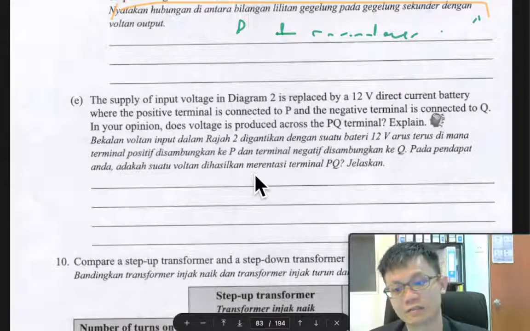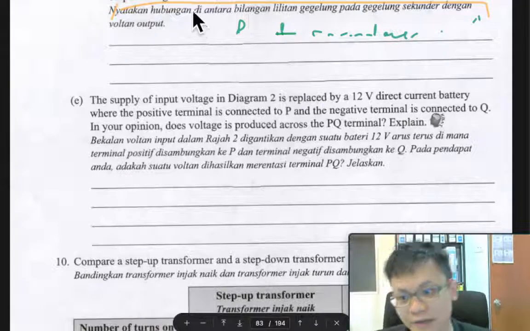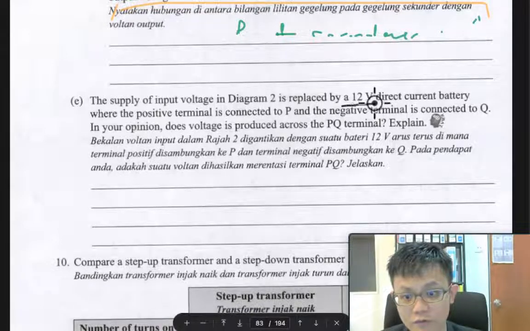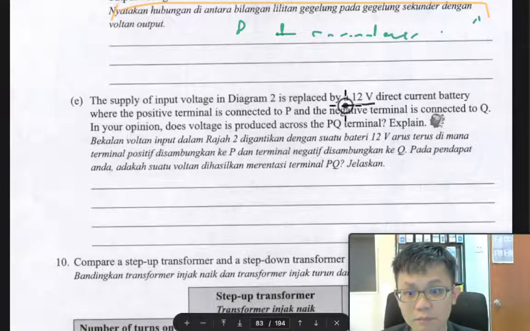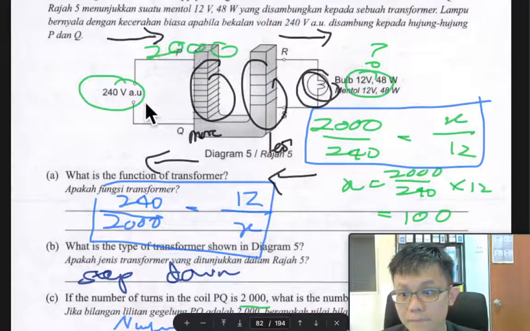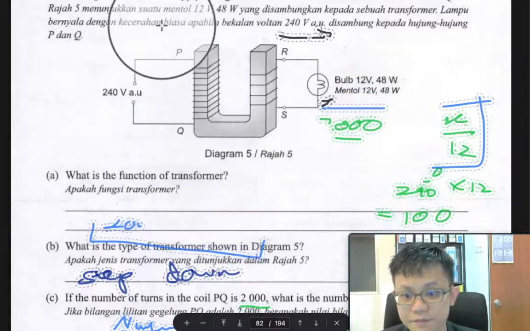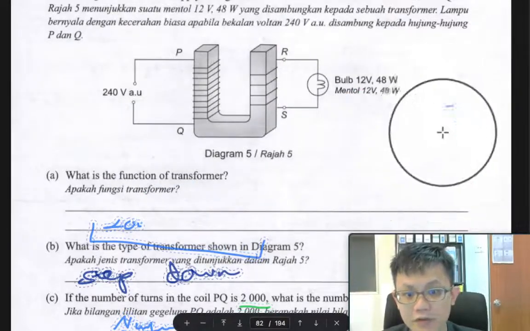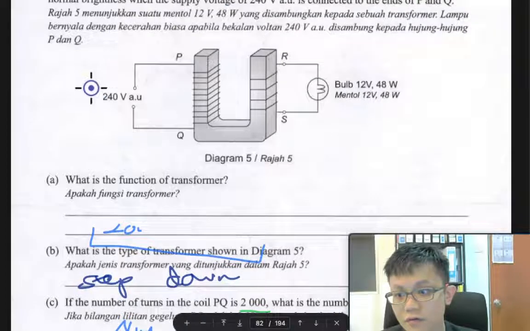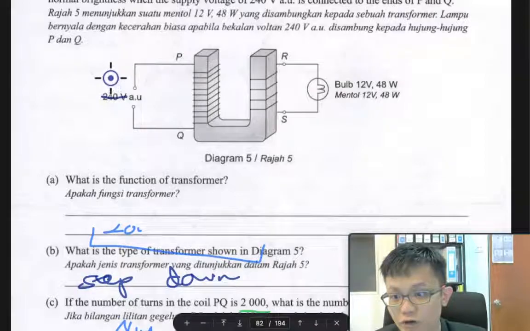So what is this question talking about? If you don't understand the question, it's okay. We read slowly again. The supply voltage of diagram 2 is replaced by 12 volt. So he wants to put the input as 12 volt. Let me erase this first so I have space to write. And the input is 12 volt. So instead of 240, they are putting it as 12 volt.